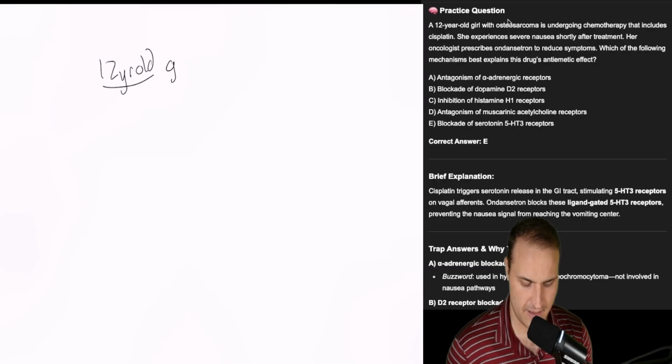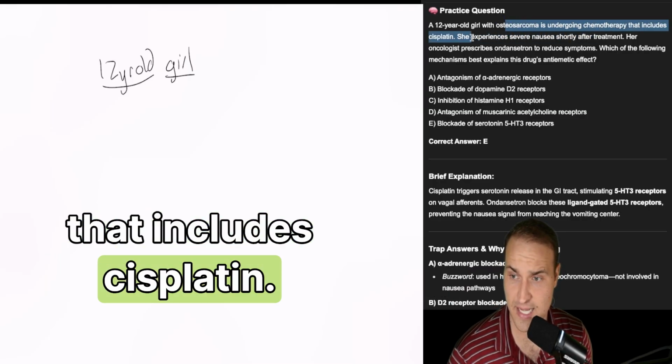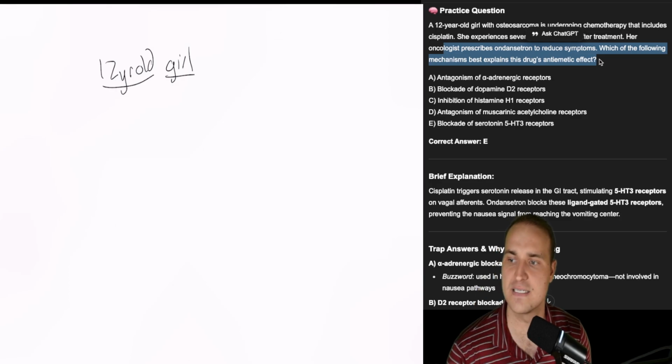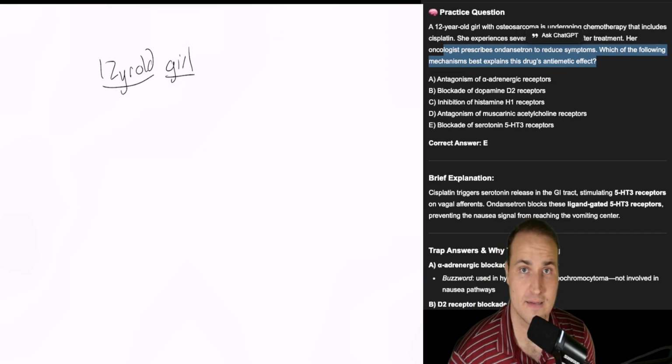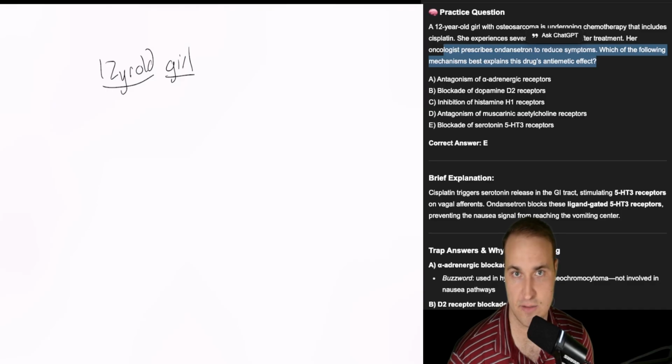With that being said, we have a 12-year-old girl with osteosarcoma undergoing chemotherapy that includes cisplatin. She experiences severe nausea shortly after her treatment. Her oncologist prescribes ondansetron. Which of the following mechanisms best explains this antiemetic effect? All right, this is a high-yield Step topic. The test loves to mix and match nausea types with different receptors and drugs. It's so much fun. And so let's just build a rock-solid lesson or cheat sheet here.